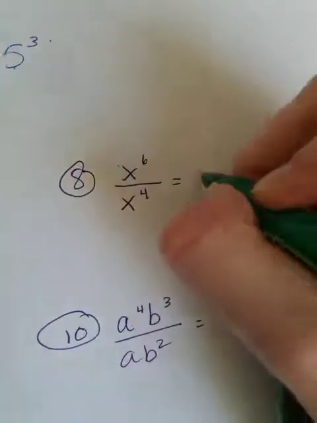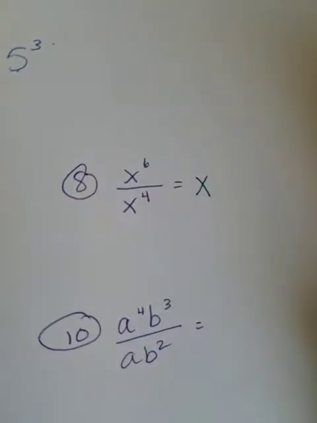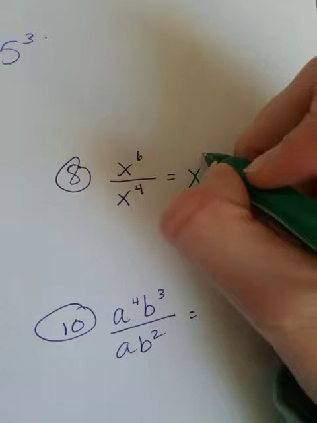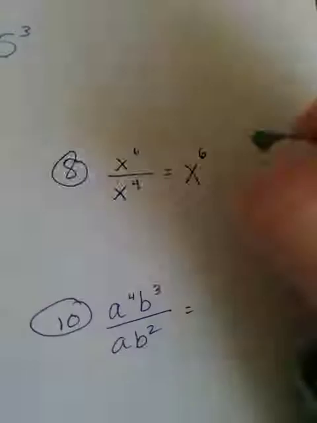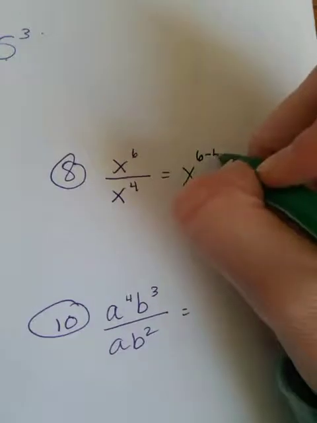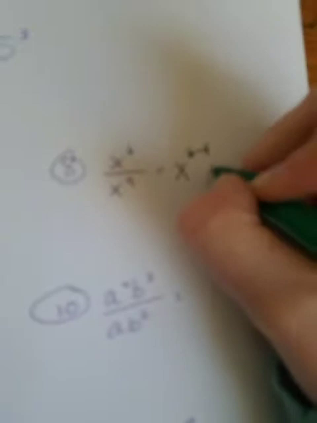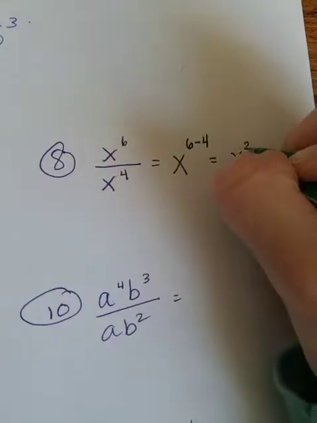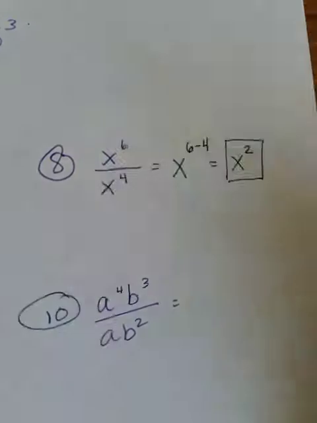Number 8, let's do it with exponents. I'm dividing the same base, so I write the base of x. I'm dividing, so I take the exponent in the top, which is 6, and I subtract the exponent in the denominator, which is 4. So 6 minus 4 is 2. My answer is x squared.